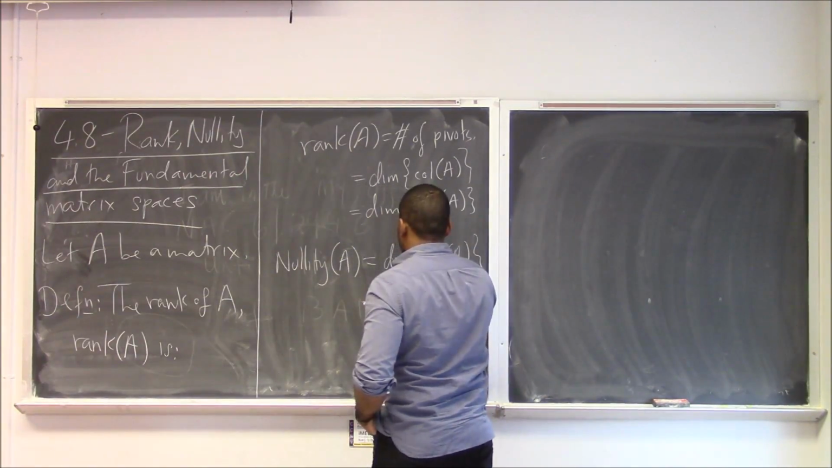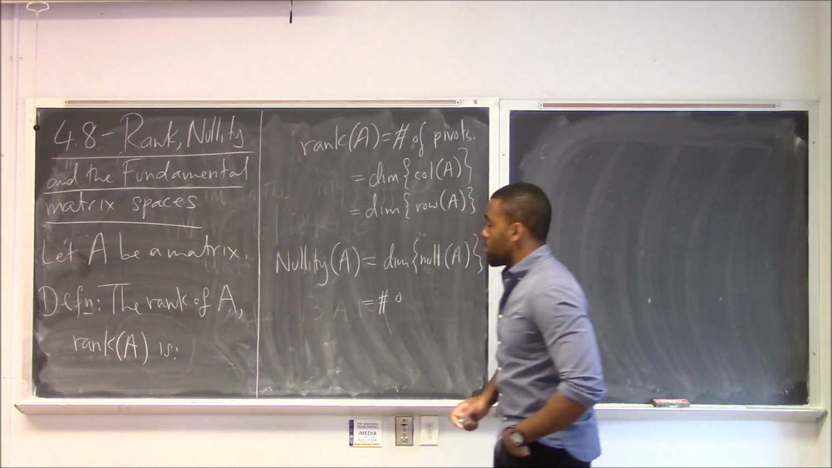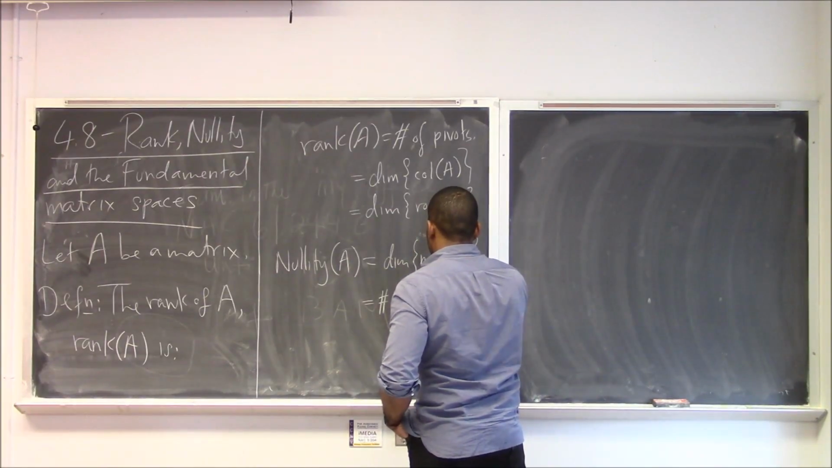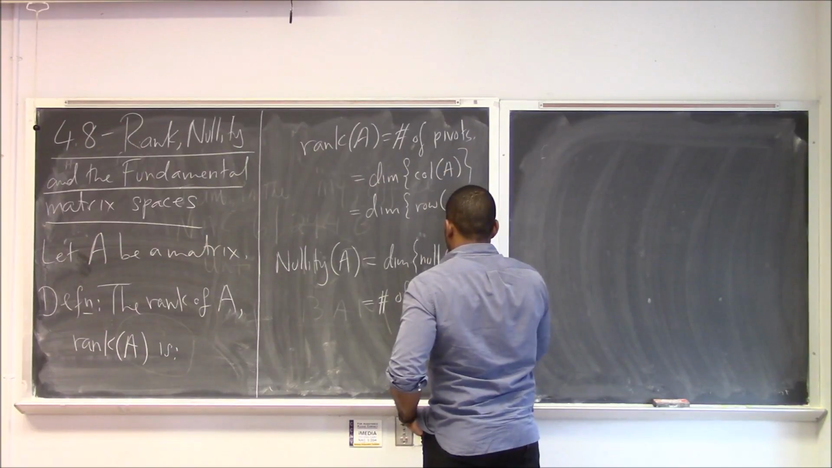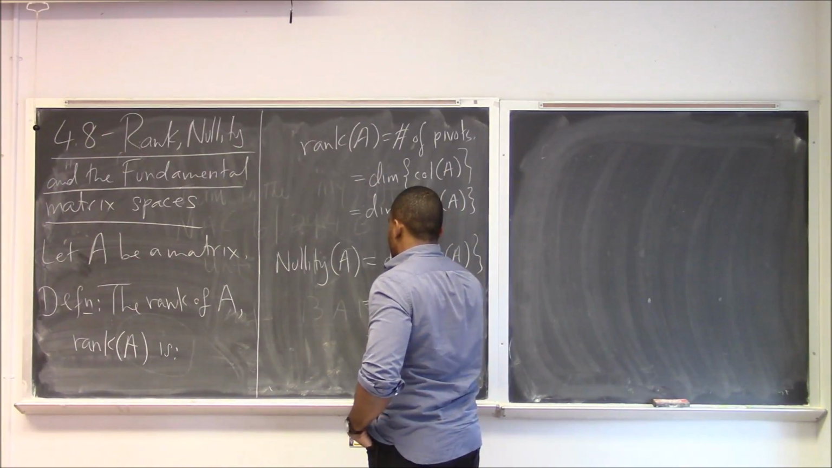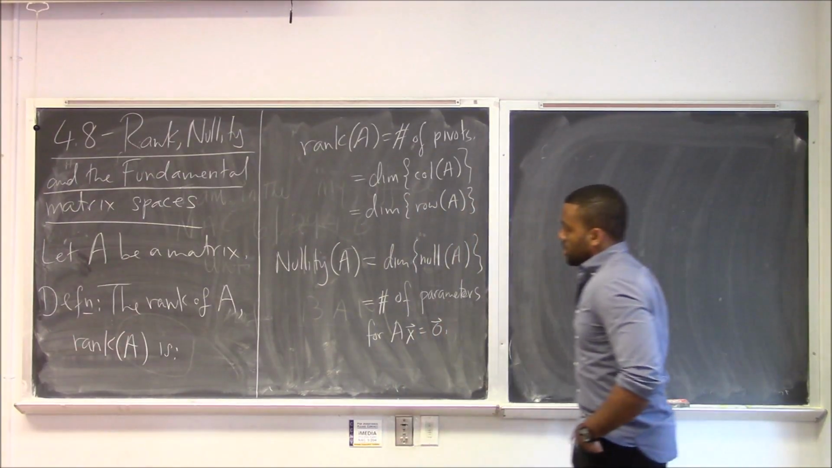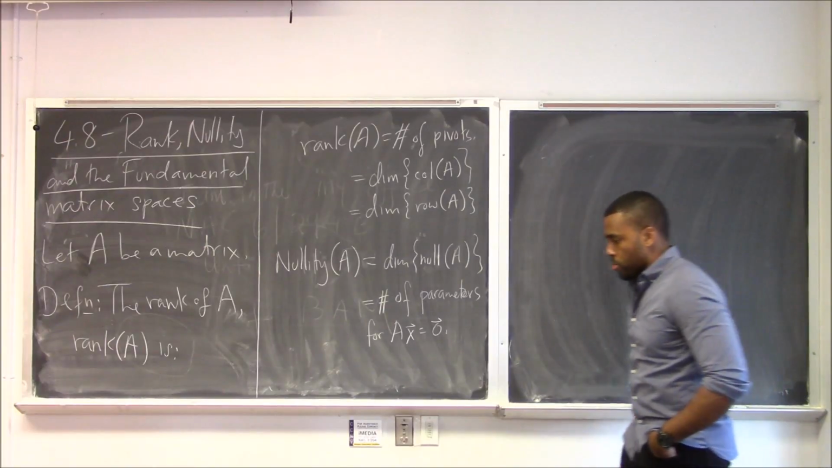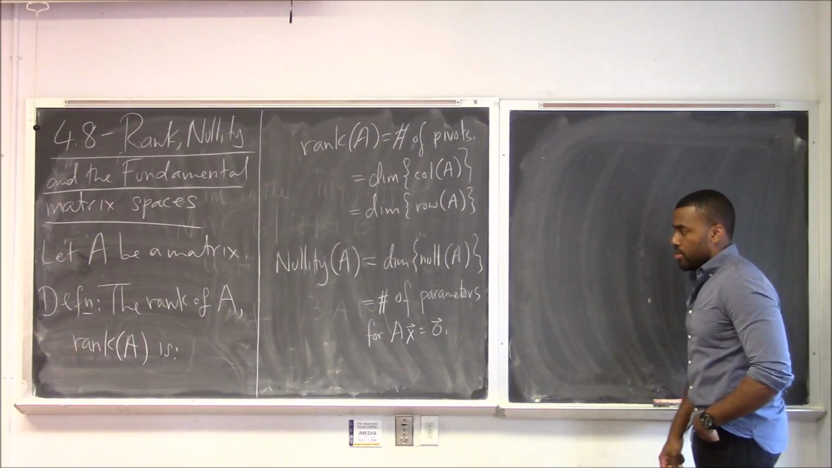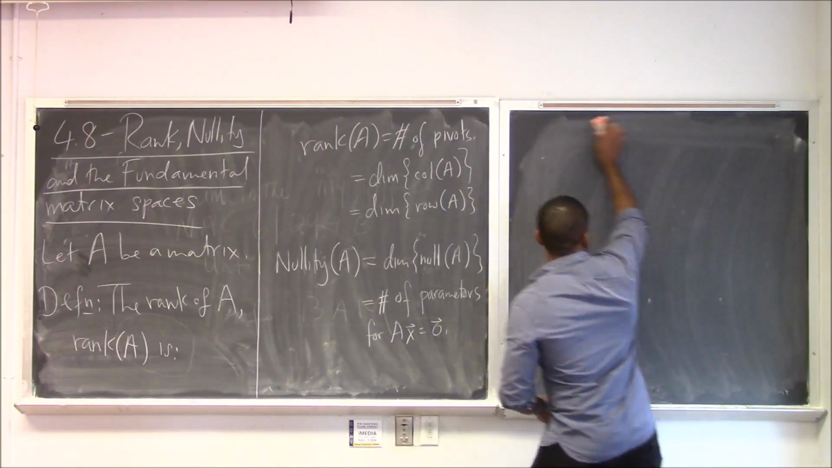So you can think of this as, if you wanted to put it down to a number that relates to a matrix, the number of parameters for AX equals the 0 vector. If you try to solve that equation, the number of parameters in that equation is actually the dimension of the null space. That will be how many vectors there are in the basis for your null space.